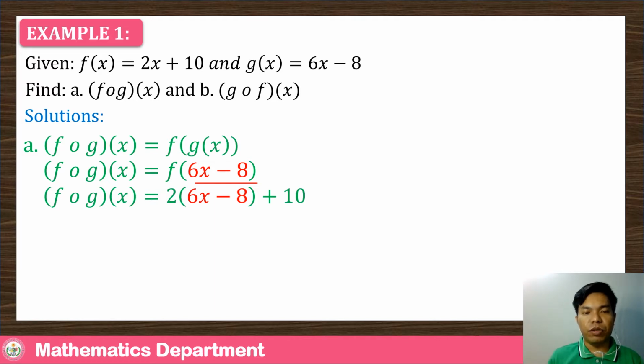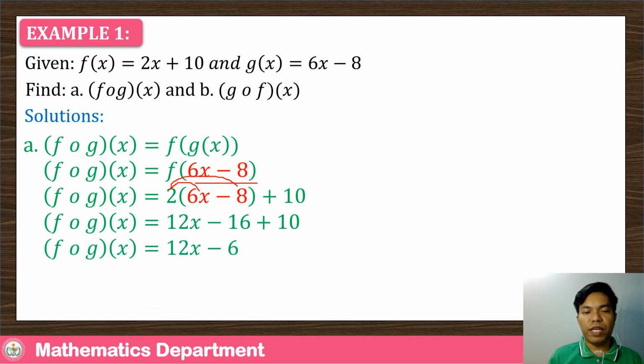And then what we're going to do is we will distribute yung 2 dito sa loob ng ating grouping symbol. So we have here 2 times 6x and 2 times negative 8. Now multiply that one, that will give us 12x minus 16 plus 10. And then when we simplify this one, this will give us 12x minus 6. So for our f composed of g of x, this is equal to 12x minus 6.